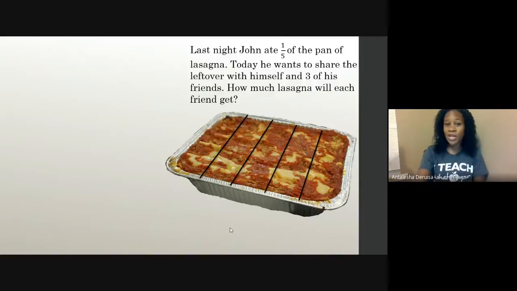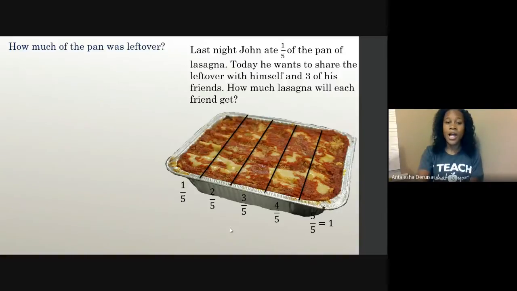Now that we have our 4 lines, we can say that each section of this pan represents 1/5 of the original whole pan of lasagna. So we have 1/5, 2/5, 3/5, 4/5, and 5/5. And remember, 5 divided by 5 equals 1. A fraction is another form of division. So now we can ask ourselves, how much of the pan was left over?